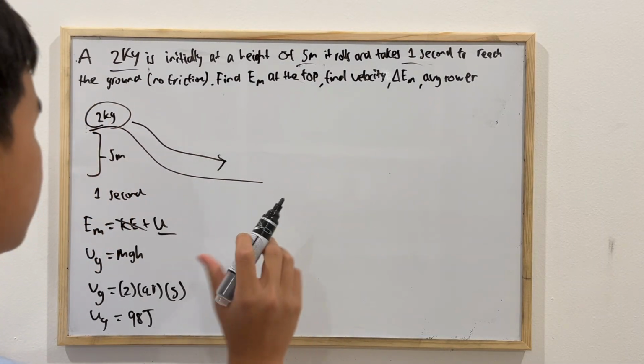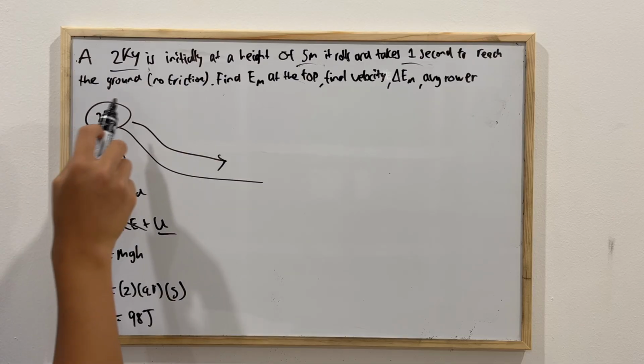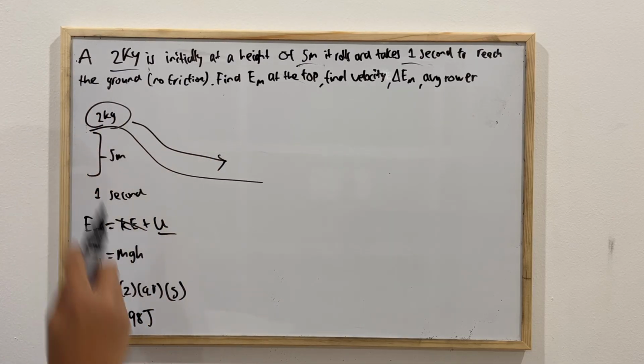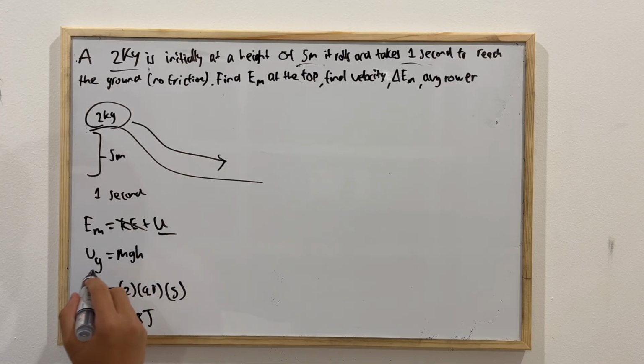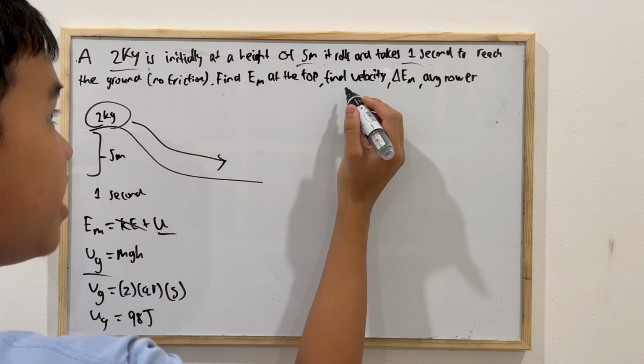So in this kind of question, you have to recognize that for the energy at the top, there's only mass and there's only height, but there is no speed. It is completely at rest. So that's why we will only calculate the gravitational potential energy, all right? Now, let's find the final velocity.